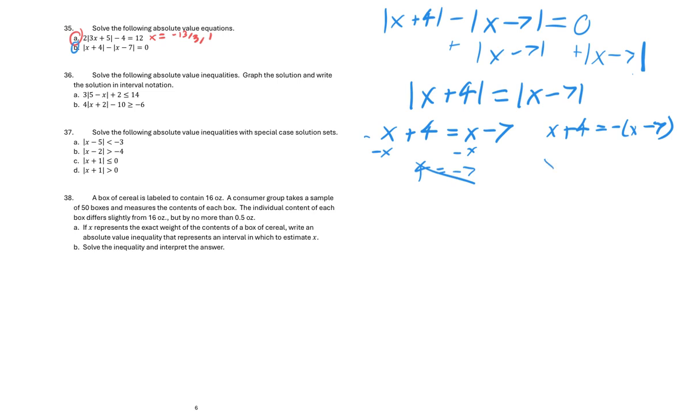So over here, we're going to have x plus 4. I'm going to distribute out that negative to negative x plus 7. Add the x. So we're going to have 2x plus 4 is equal to 7. Subtract 4 on both sides. So 2x is going to be equal to 3. Divide both sides by 2. So our solution for this equation is going to be x is equal to 3/2.